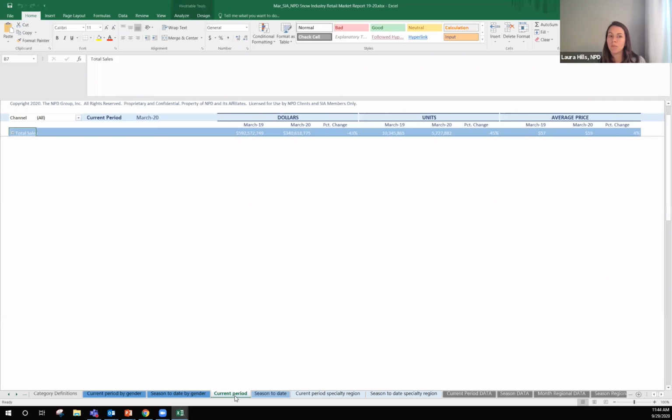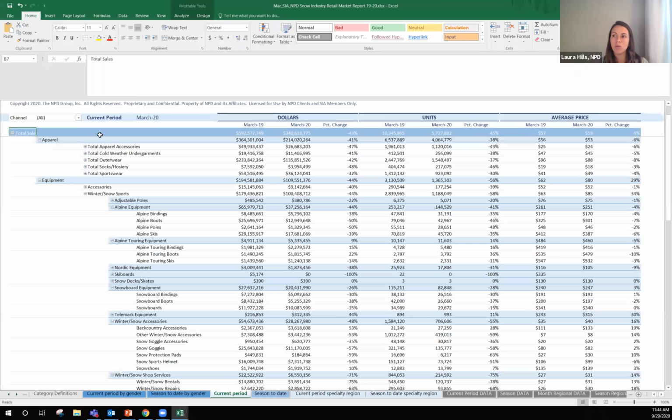I usually jump first at a more macro analysis level. I like to start high and then drill down. So my first spot to go to is current period and season to date. Current period is going to tell me exactly what happened in the month of March, so March 2020.